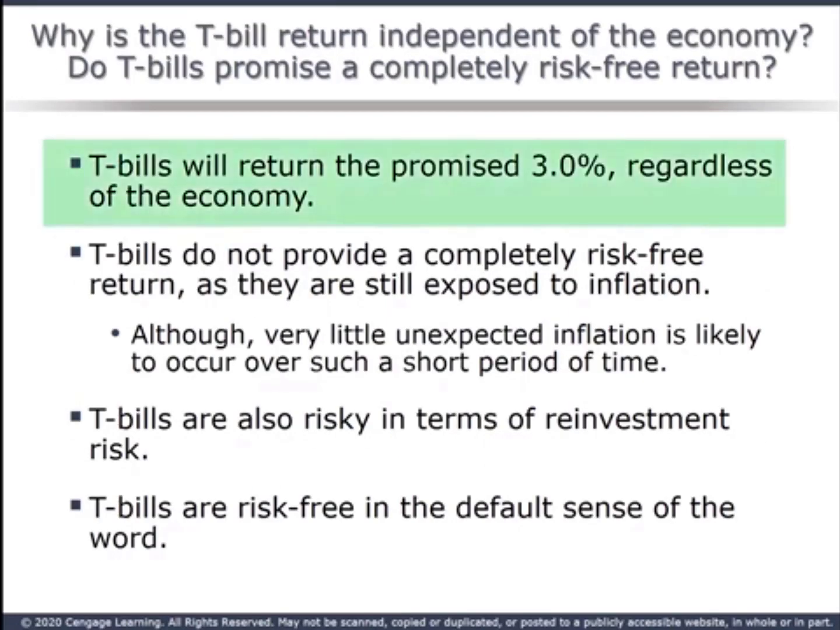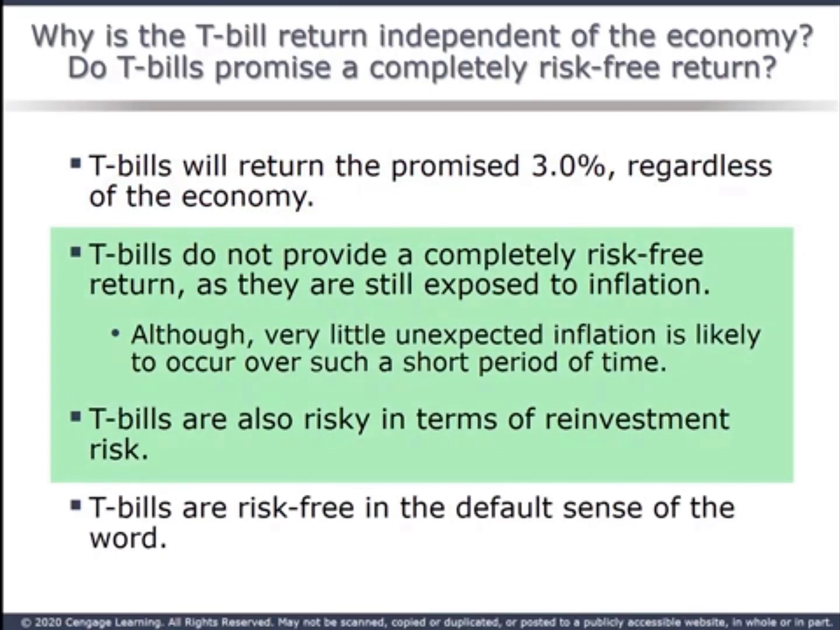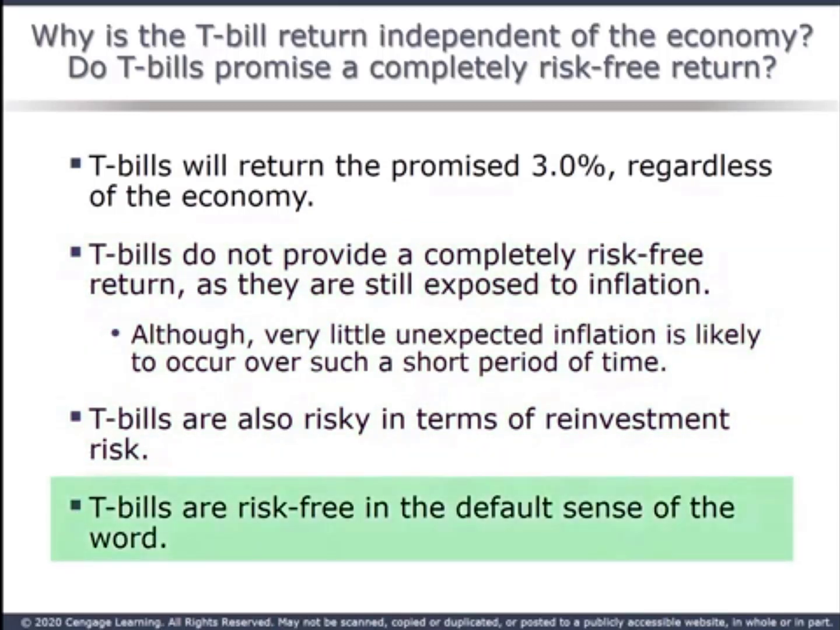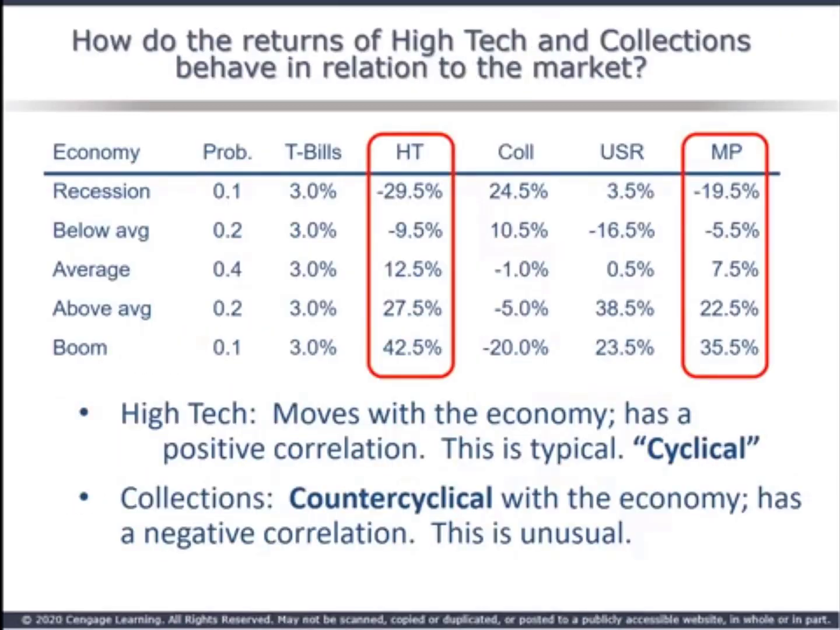T-bills are shown to return 3% regardless of the state of the economy, but they are not totally risk-free. They are still exposed to inflation risk and reinvestment risk since they're short-term assets. They're free of default risk since they're issued by the U.S. Treasury. High-tech is a fairly typical asset. Its return pattern matches the states of the economy. That's considered a cyclical investment since its performance follows the business cycles and is positively correlated with the market overall.